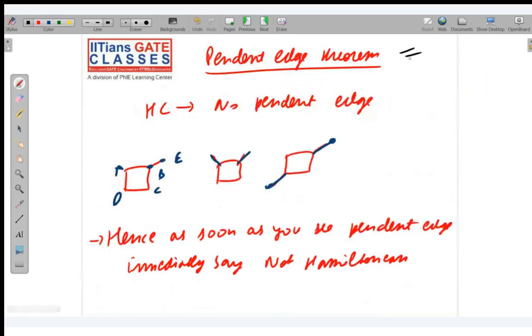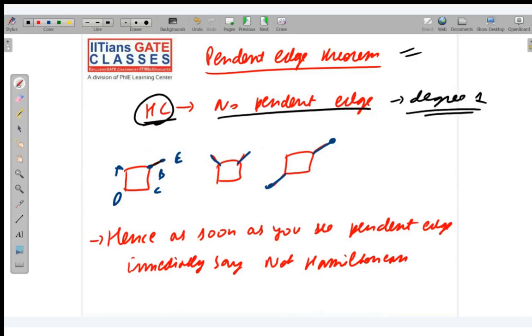So first is the pendant edge theorem. If we have a Hamiltonian circuit, that means the graph is Hamiltonian, then there should be no pendant edge. Pendant edge means a degree 1 vertex, like this. Obviously, when we have a pendant edge and you start from A, if you reach E, there is no way out to get back to A. If you draw an edge from E to A, then there is no pendant edge anywhere because there is no pendant vertex.